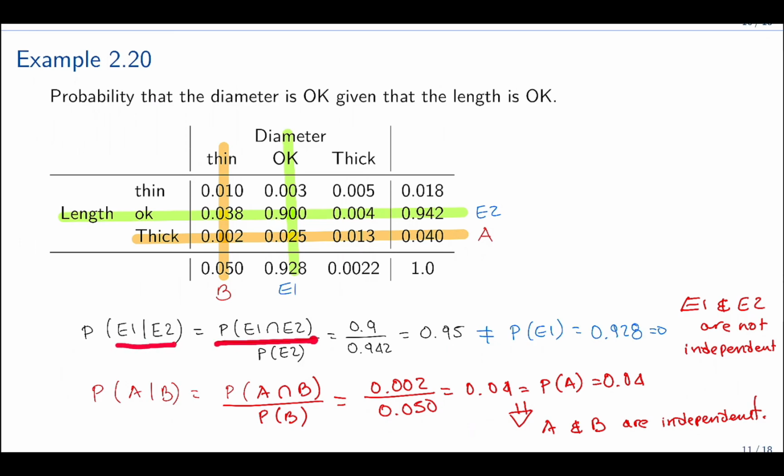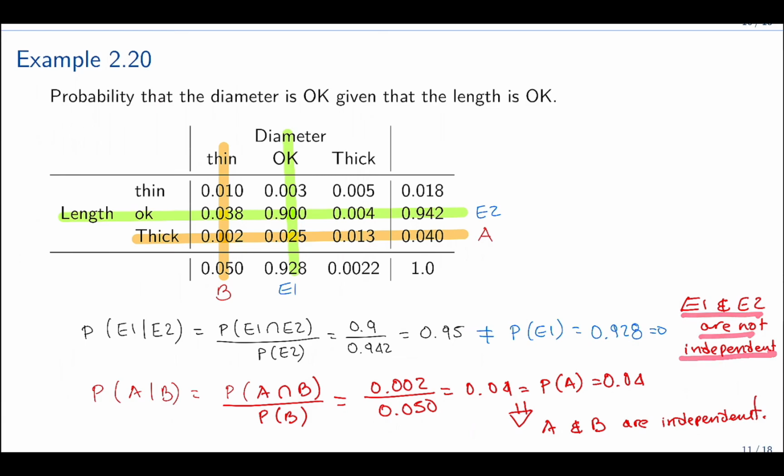That's equal to the probability of the intersection divided by the probability of E2. And we already solved it, and that was 0.9 divided by the probability of E2, 0.942, and that's equal to 0.95. If they are independent, this probability should be equal to the probability of E1, and the probability of E1 is equal to 0.928, and that's different from 0.95. Therefore, E1 and E2 are not independent.